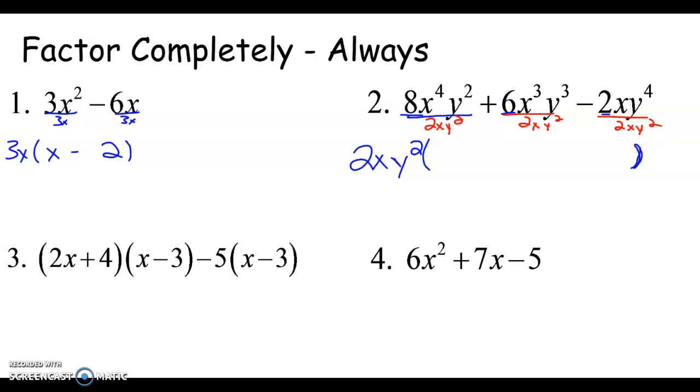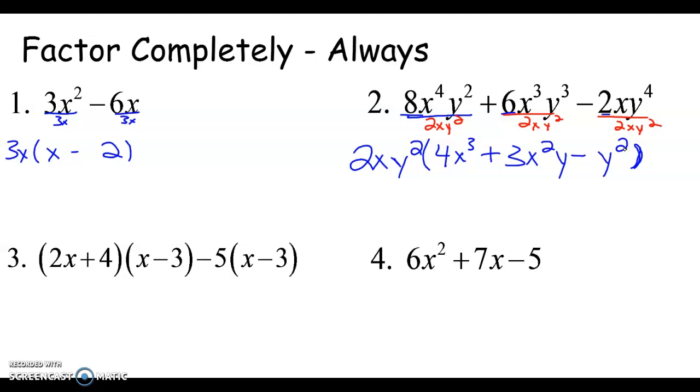So in the first one, 8 divided by 2 would be 4. x to the 4th over x, we still have 3 of them left. So we took 1 out, but there's still 3 left, and the y's completely cancel. Okay, 6 divided by 2 was 3. x cubed over x would be x squared. y cubed over y squared would be y. And then 2 divided by 2 would be 1, but we still need to keep this minus in there. We don't have to write 1 unless it's the only thing left. x over x cancels, y to the 4th over y squared, we're left with y squared. Okay?